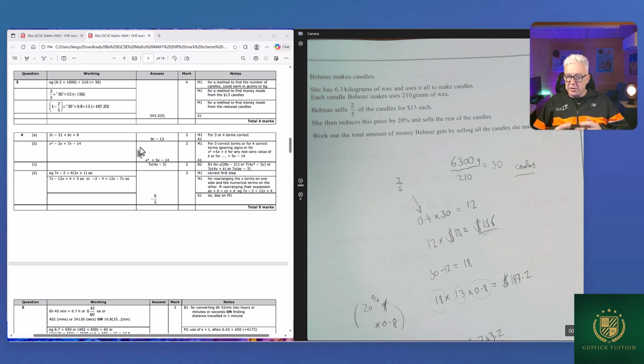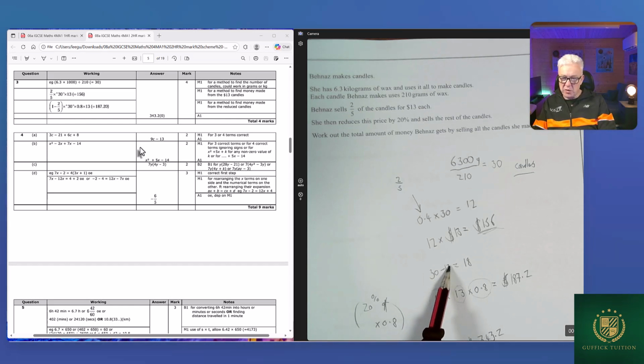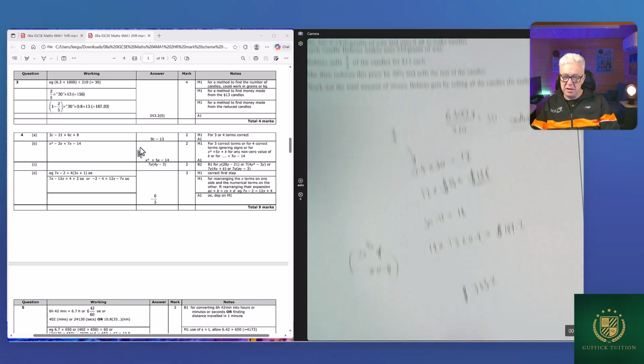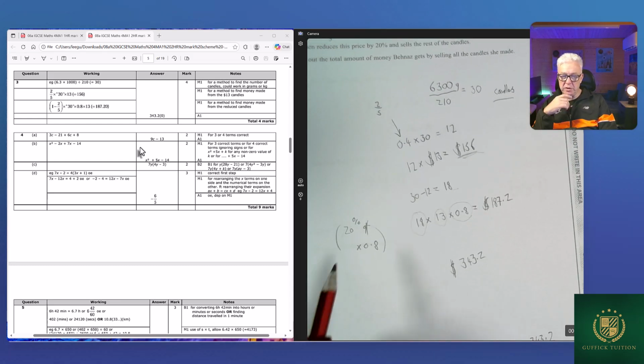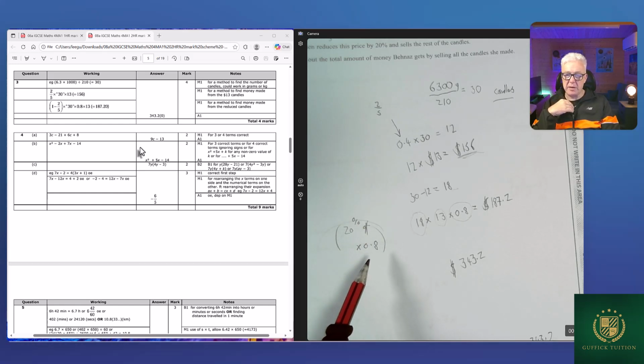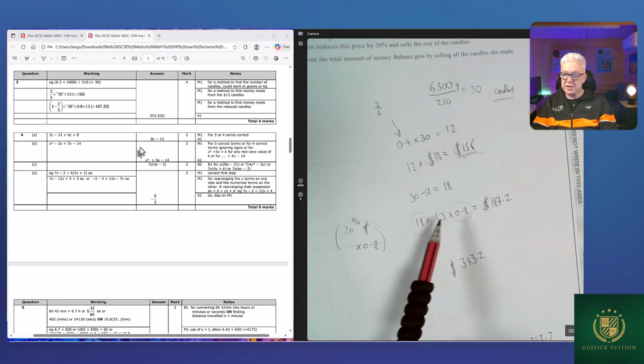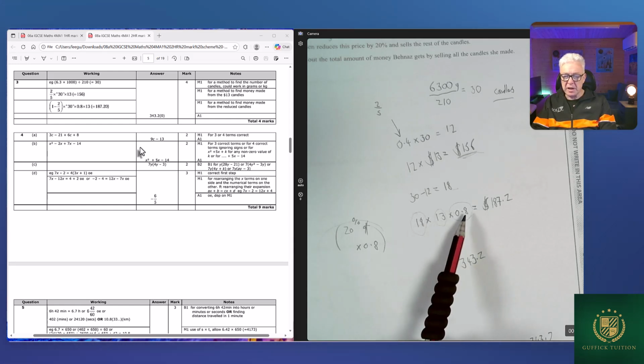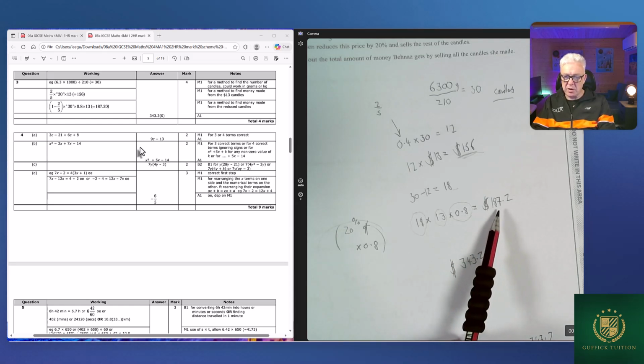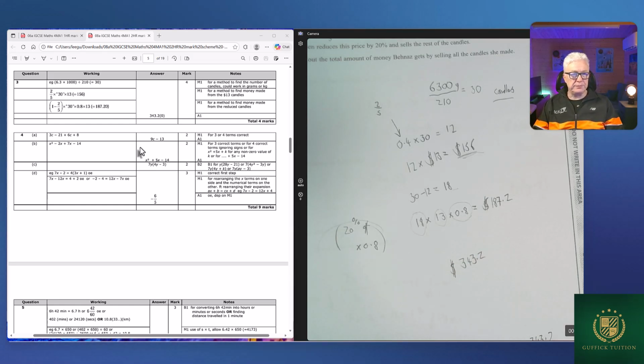So the remaining candles, which is going to be 30 take away 12, which is 18, they're sold at a discount of 20%. So let's look at how much they're going to be sold for. If you're going to reduce something by 20%, that's the same as multiplying by 0.8. Okay, so we've got 18 times 13 times 0.8. 18 candles, $13 is the full price, 0.8 is the reduced price with 20% off. And when we work that out, that comes to $187.20.